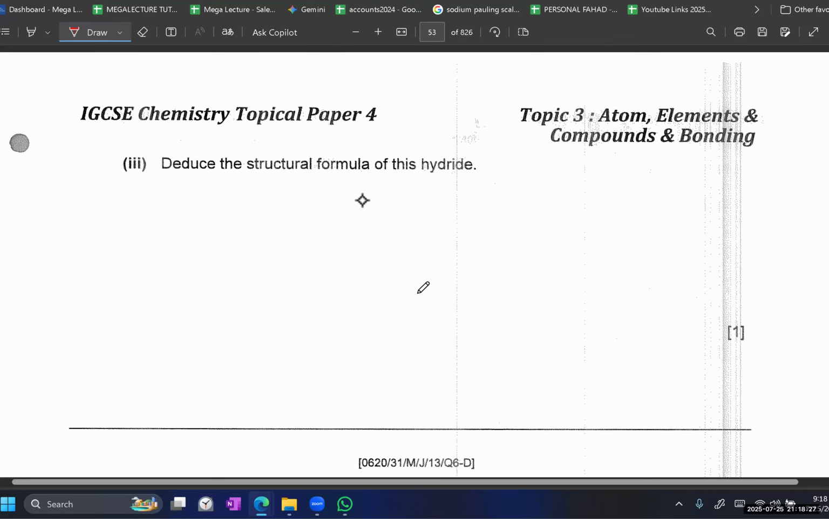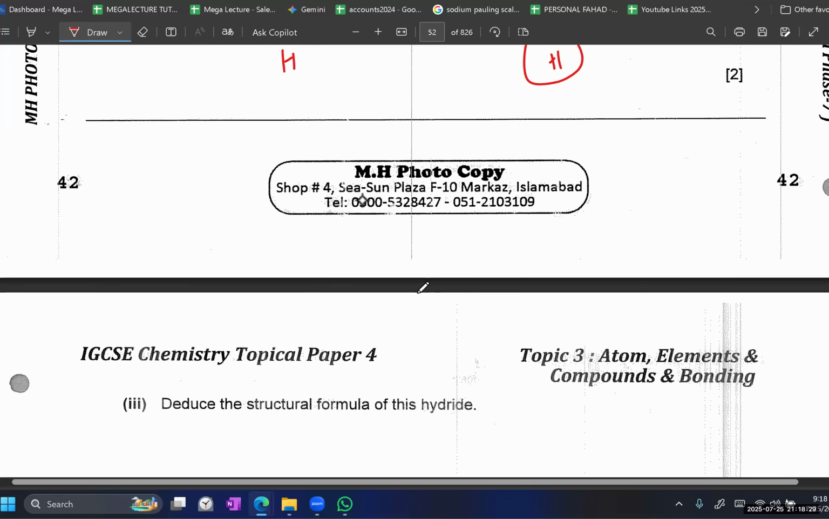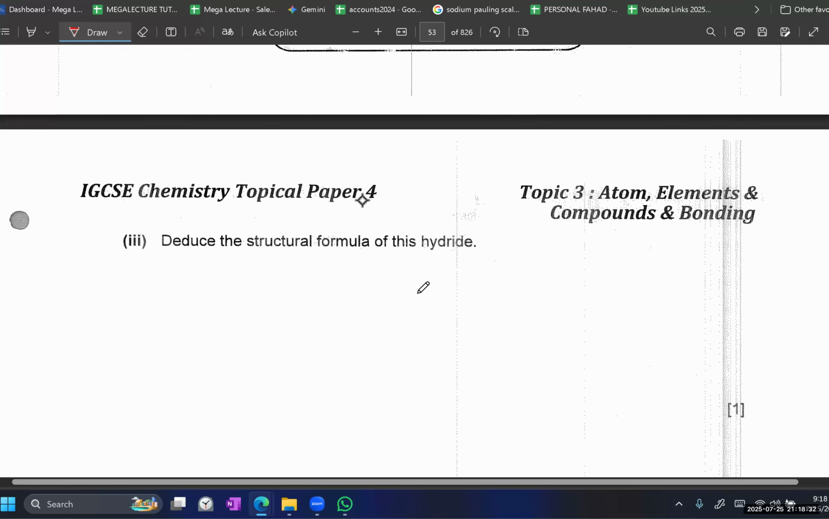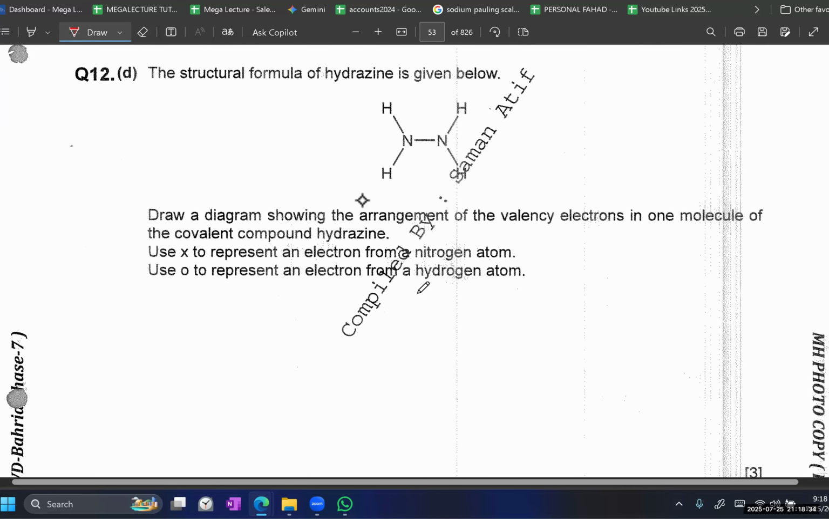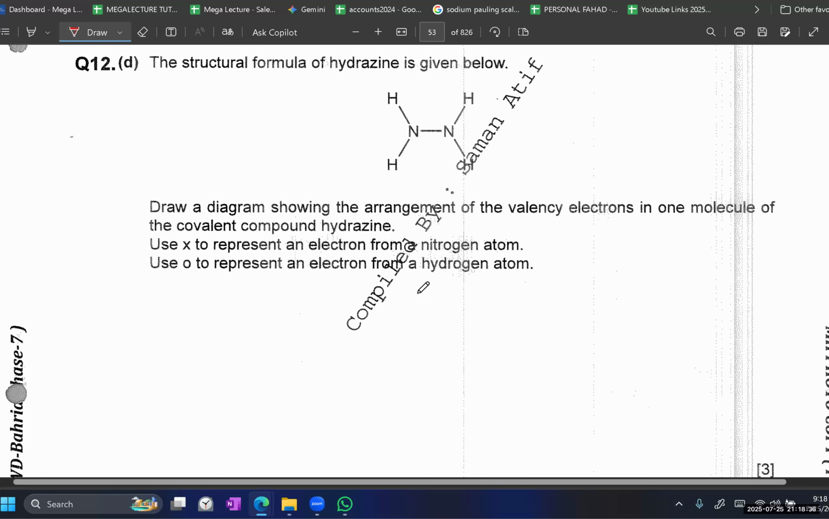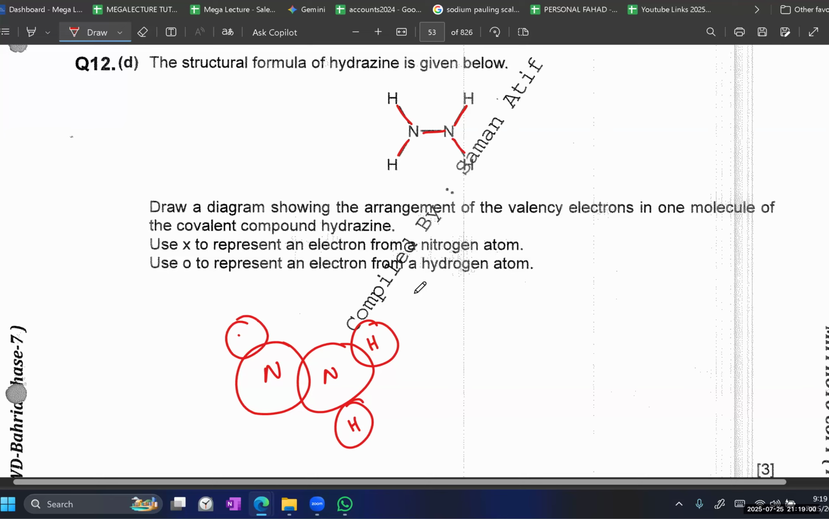Okay, the structural formula we can skip. Here's another one. Remember, N is in group 5, so it makes 3 bonds. This N makes 3 bonds. The other N also makes 3 bonds. So you're just going to follow that: there are two N's and two H's, and on the other side, you've got two H's as well.